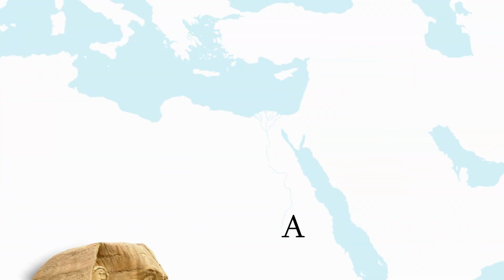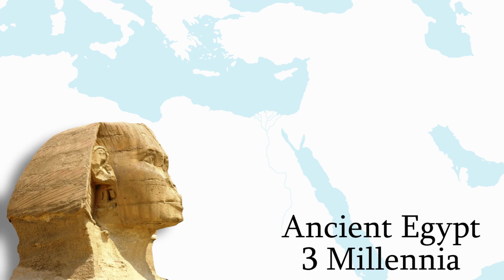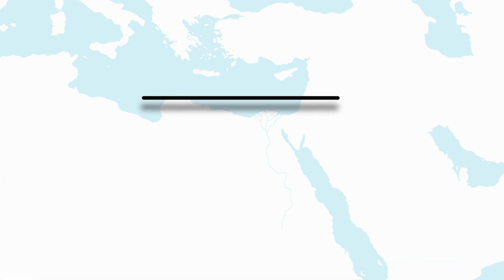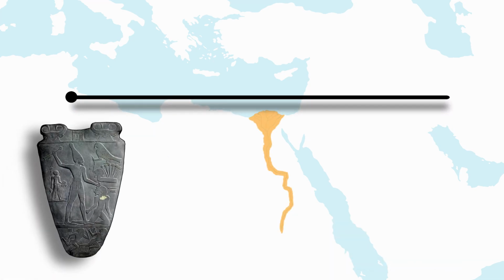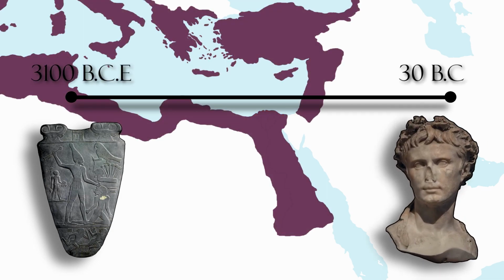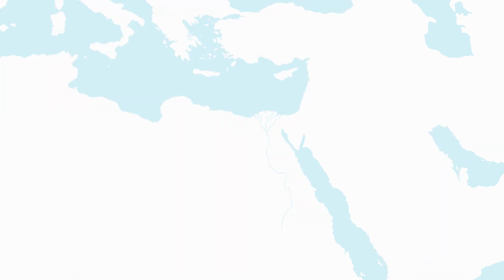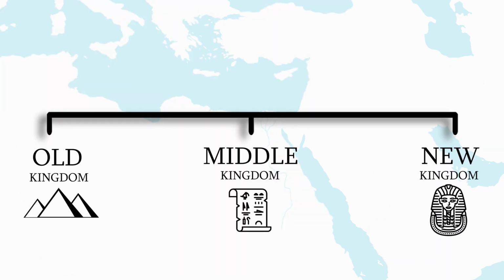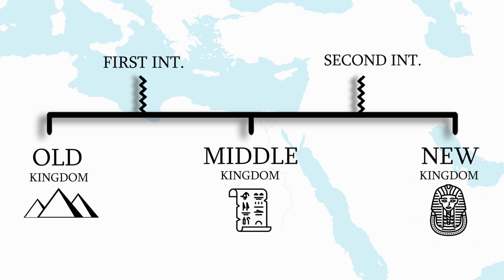The civilization known to us as ancient Egypt lasted for about 3,000 years, from the unification of Upper and Lower Egypt around 3100 BCE to the Roman conquest in the year 30 BCE. Historians divide the dynastic period into three major eras, the Old, Middle, and New Kingdoms. Following each of these were periods of civil unrest and strife over the throne, known as intermediate periods.